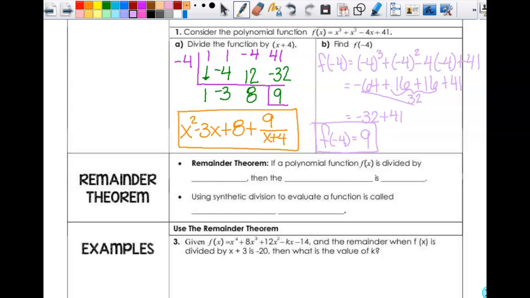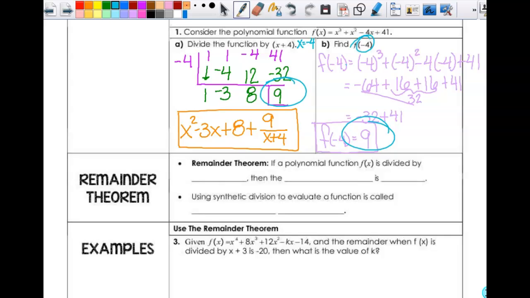Now we just did two completely different things in A and B. But what do you notice similarity-wise? Exactly. So the remainder that we got here is the same as the answer we got here, right? And this says x plus 4 is my factor. Well, that means that x equals negative 4, and that's what we evaluated. Okay, do you see how that works?